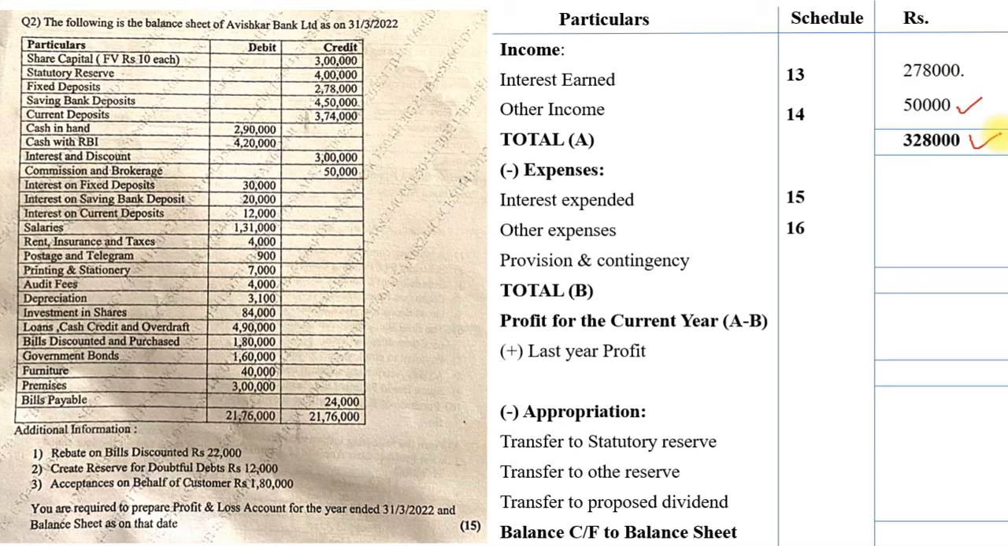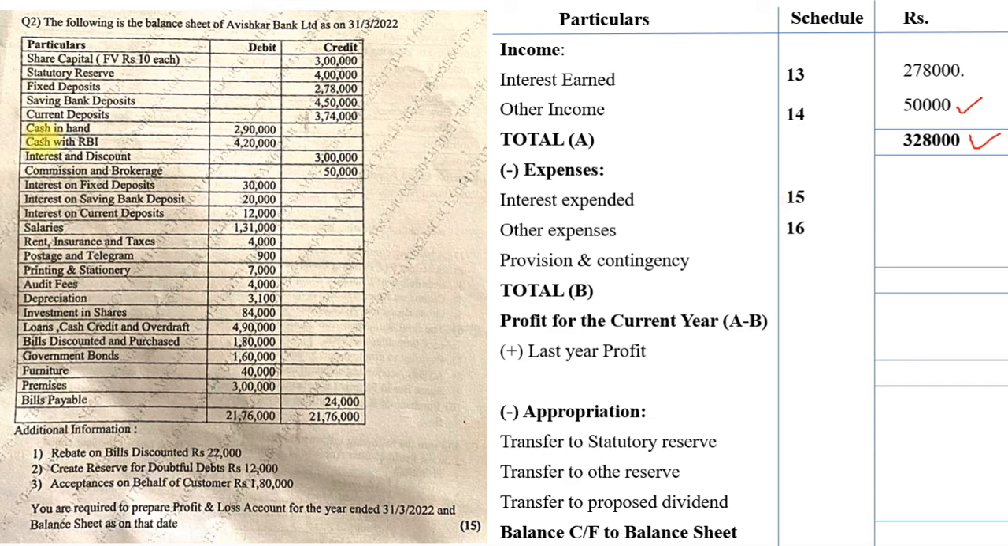Now we will start with the expense part. Under expense, we have schedule number 15, that is interest expended. These are all my expenses. From the bank's point of view, check whatever interest I need to pay. See, interest basically is what? Bank needs to pay interest on fixed deposit, on saving account, and current account. These are the three accounts on which the interest has to be paid by the bank.